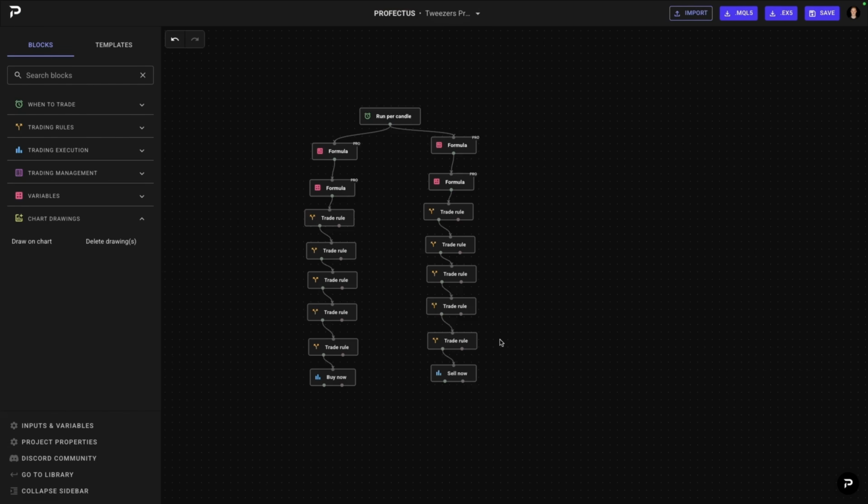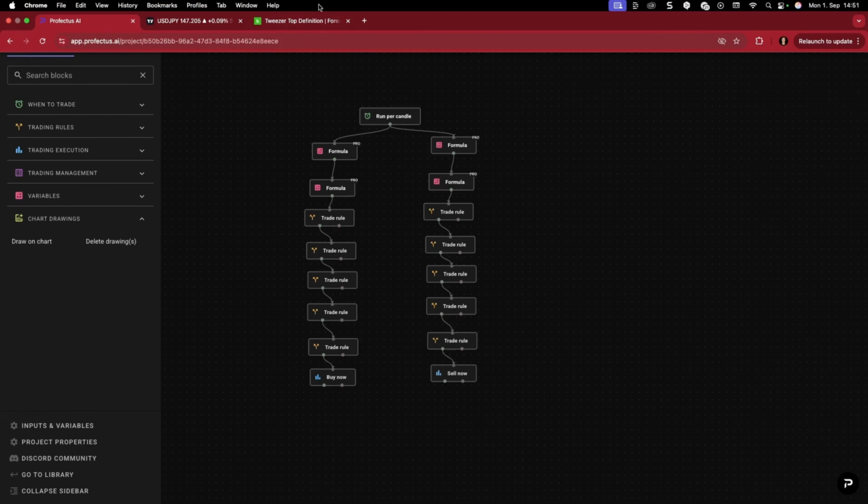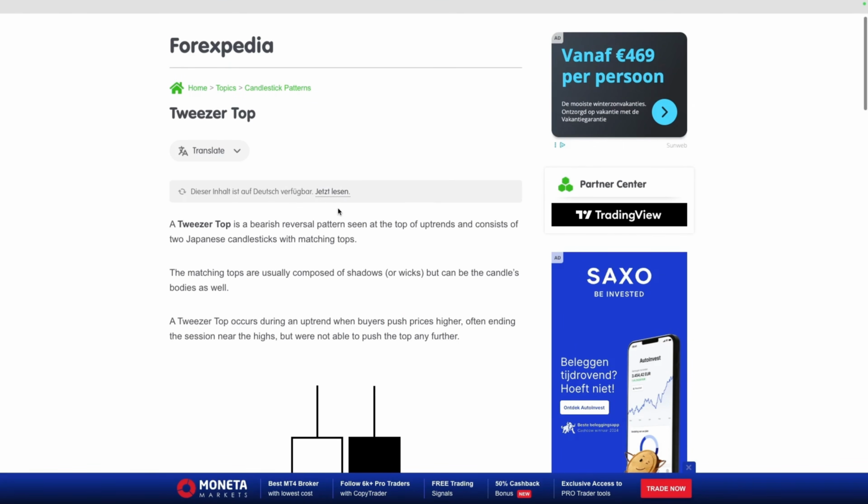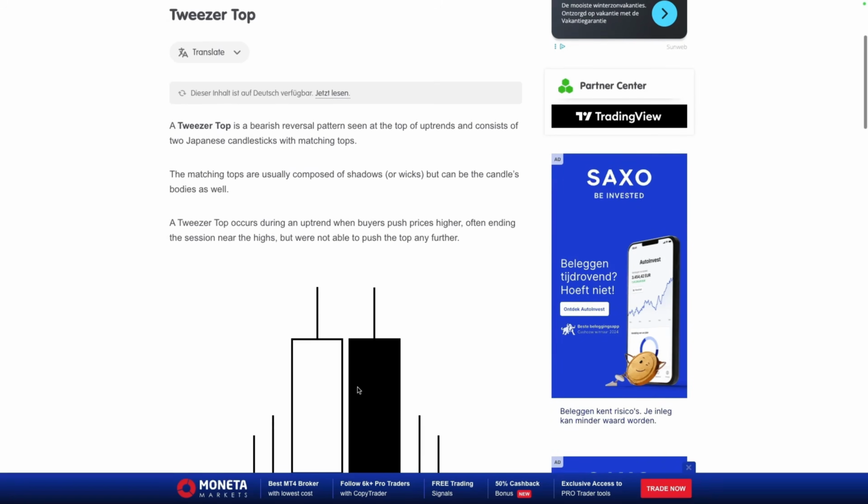Let's continue with the next price action pattern, which is called the tweezers. Quick explanation. What is the tweezer? I'm here on baby pips. You have usually a top and a bottom tweezer. I will give you a quick explanation of the tweezer top, and then they will be just reversed for the bottom. So the tweezer top is a bearish reversal pattern, as we see it right here.